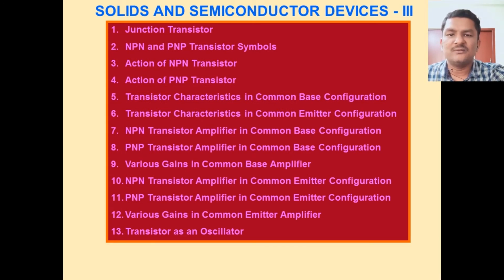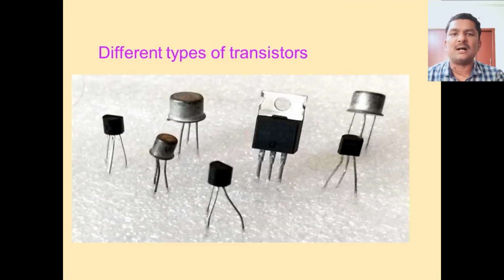Next, we move to the next topic. This is part 3 of semiconductor devices. In part 3, we will learn about the transistor, types of transistors, conduction in transistors and characteristics of transistors. This is part 3.